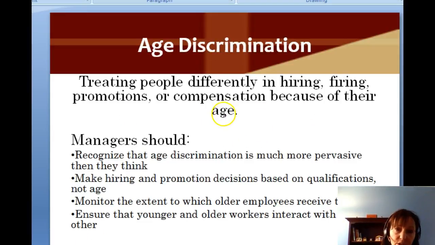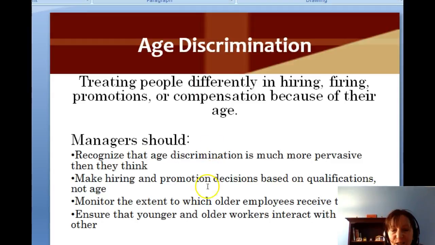But nonetheless, age discrimination is an issue, and treating people differently on the basis of age, even if it is not illegal, is an issue. So it's important that managers recognize that age discrimination is more pervasive and problematic than they may realize, and to focus on making hiring and promotion decisions based on qualifications other than age. So, for example, it's not uncommon for managers to look at employees who are vying for a promotion and sort of rule out the older person, thinking, well, they're not going to be here that long because they're likely to retire sooner, etc.